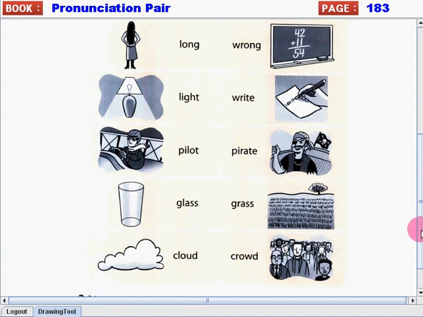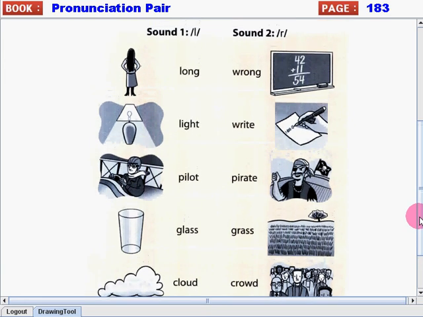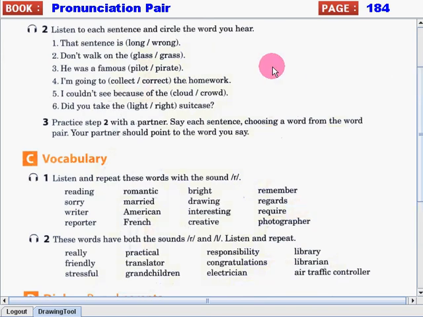Okay. Very good. Now that you already know the difference between the L sound and the R sound, next time that you encounter those words, make sure to use the appropriate sound. Okay, let's move on to our next topic for today. To check if you understand the difference between the L sound and the R sound, let's now answer our activity for today. Listen to each sentence and circle the word that you will hear.